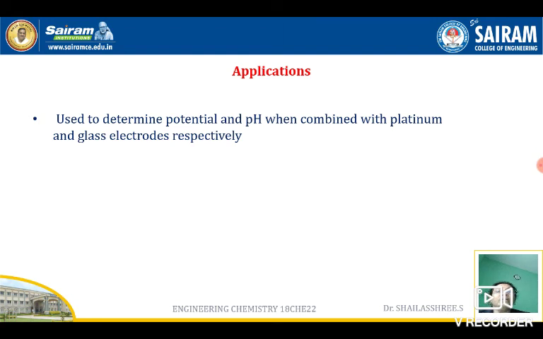E is equal to E naught minus 0.0591 by n into log of chloride ion concentration. So when we use 0.1 N KCl, the potential is 0.33 volts; for 1 N it is 0.28 volts, and for saturated solution of KCl it is 0.2422 volts. And the applications are: it is used in the determination of potential and of pH when combined with the platinum and ion selective electrodes respectively.